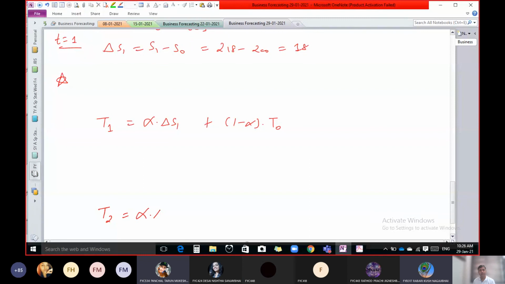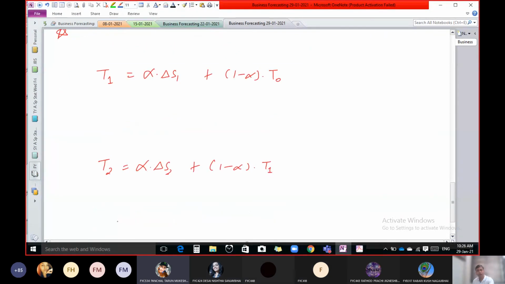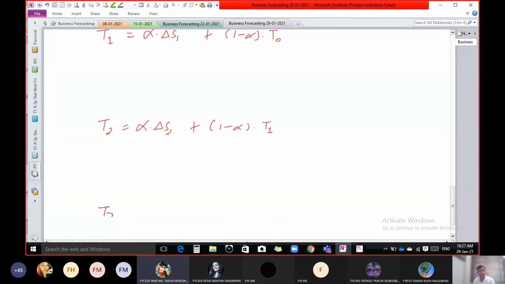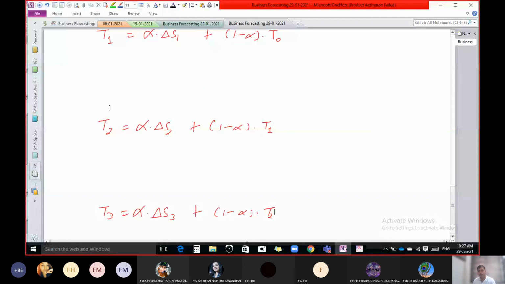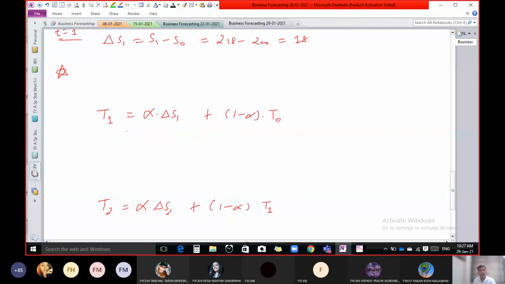Alpha into delta S2 plus 1 minus alpha into T1. Okay, so can you tell me how to calculate T3? Use the same formula. Alpha into delta S3 plus 1 minus alpha into T2. So now you can prepare the formula by yourself for Tt. Yes, tell me the formula of Tt.